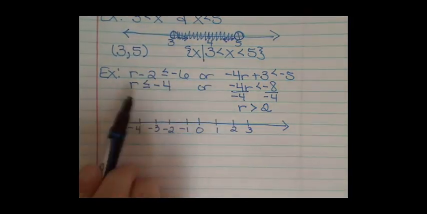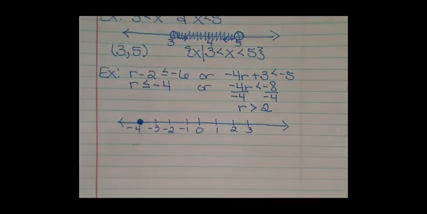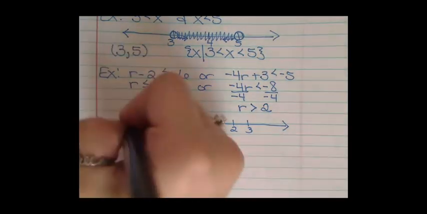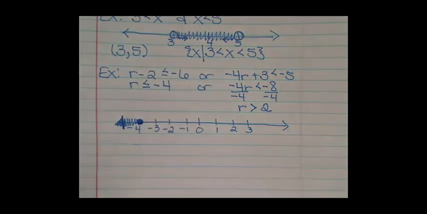like that. This one over here says r is greater than 2, so it's going to be an open circle at 2. And then r is greater than, which means we're going to go to the right. We're going to go that way.